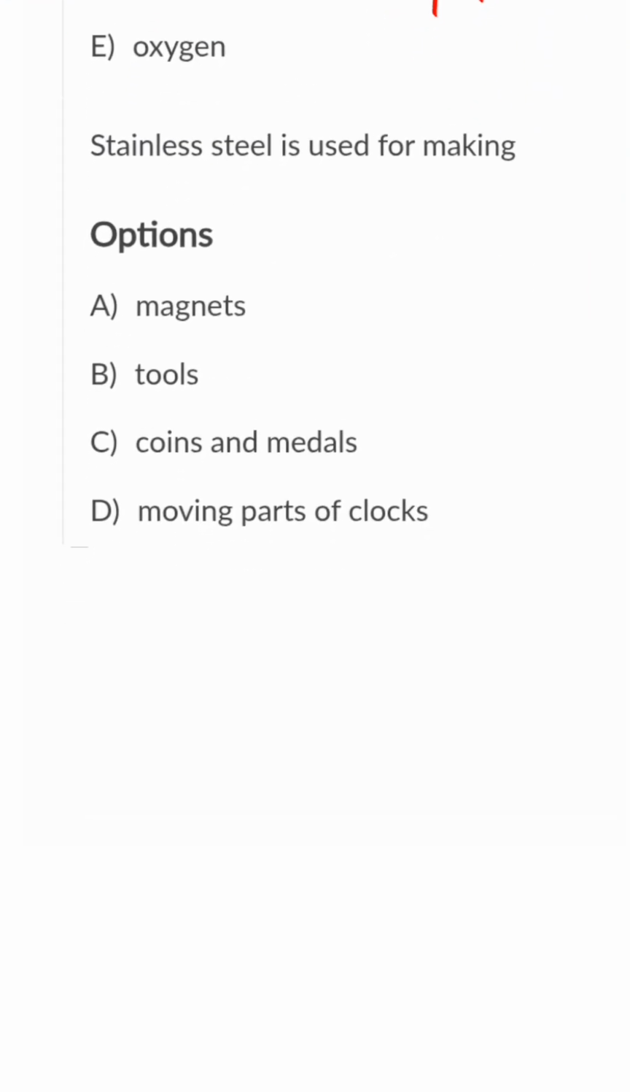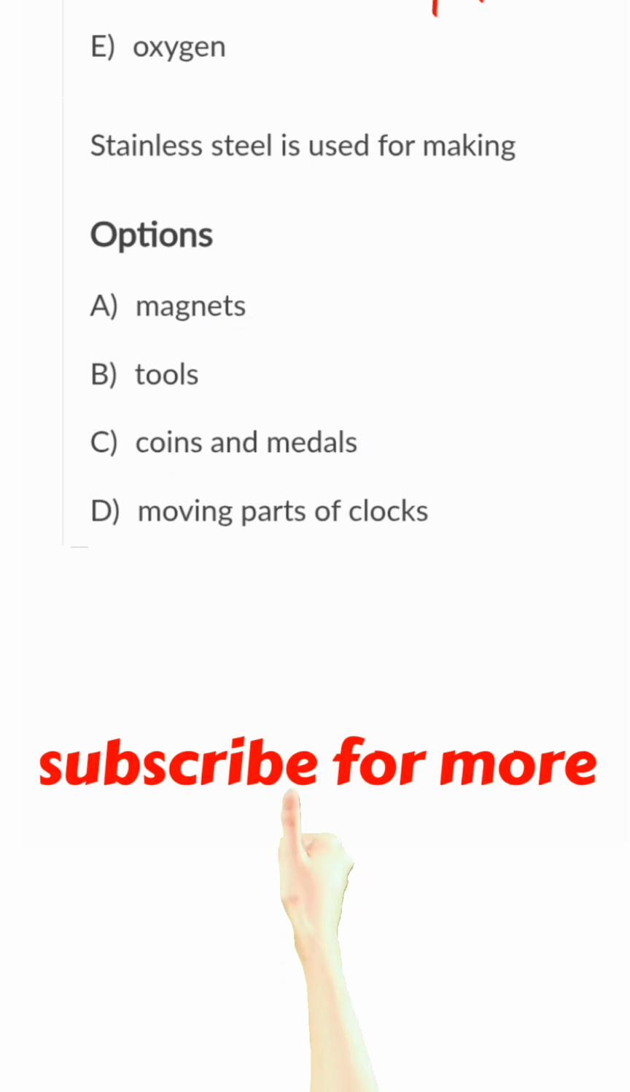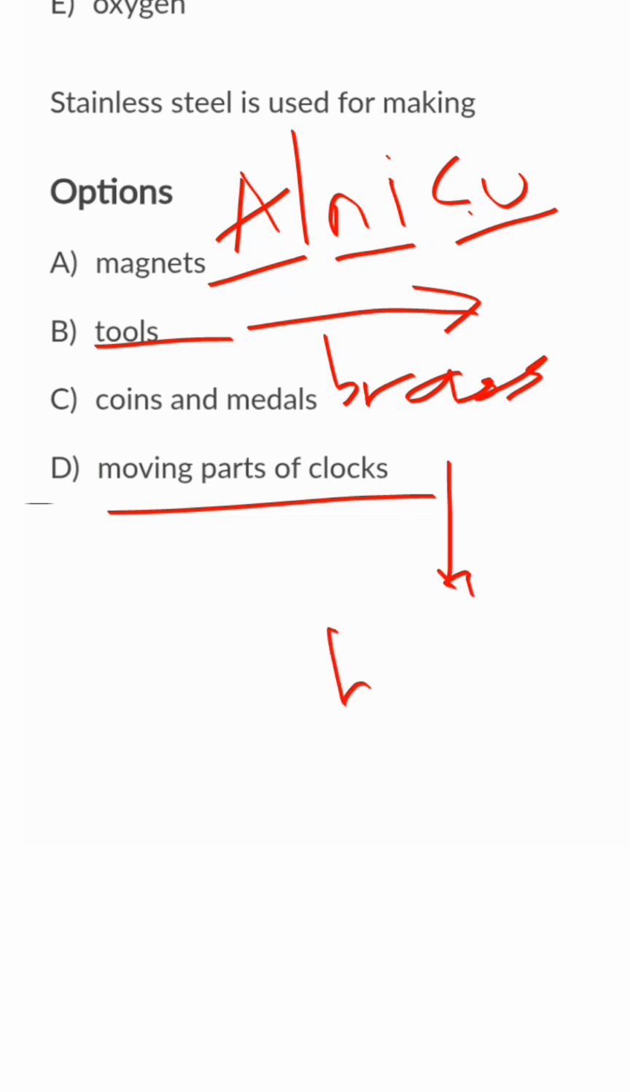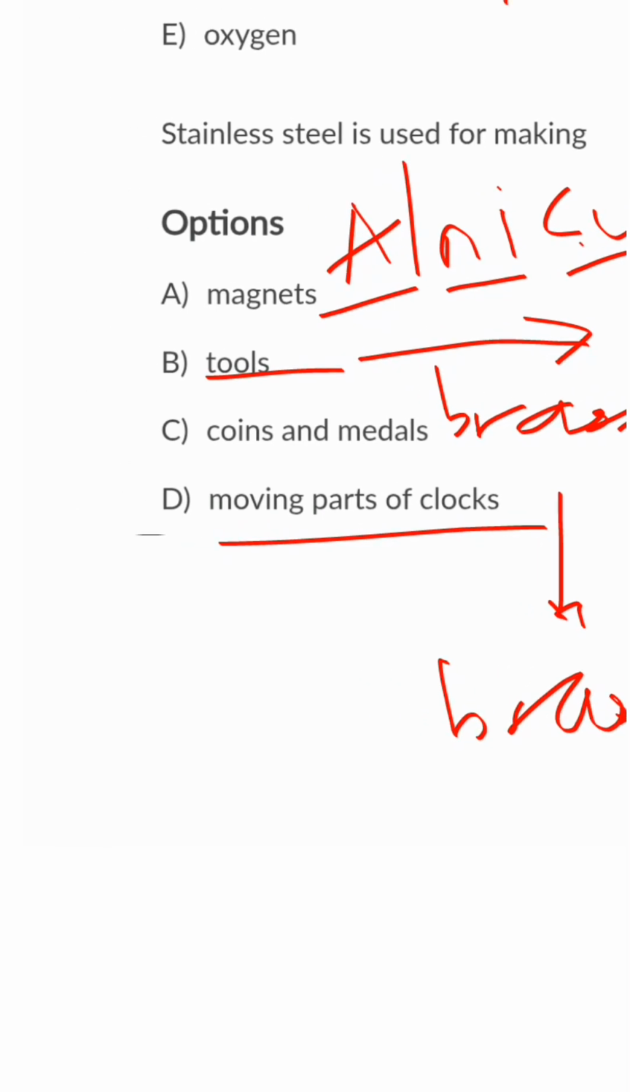So stainless steel is used for making dash. So you have magnets, tools, coins and medals, and moving parts of clocks. So magnets are actually made from the alloy called alnico. Alnico is an alloy of aluminium, nickel and cobalt. Tools are actually made from stainless steel. Then coins and medals are made using brass or bronze, while the moving parts of clocks are made from brass. So the answer obviously is tools.